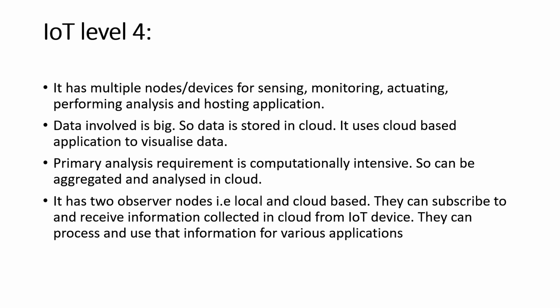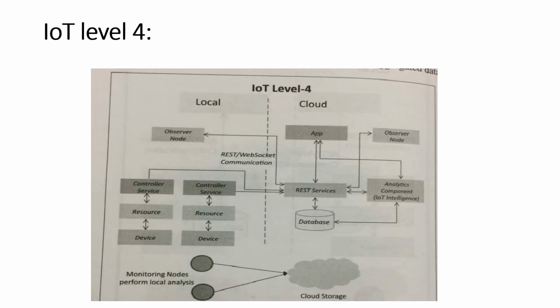IoT level 4. It has multiple nodes or devices for sensing, monitoring, actuating, performing analysis and hosting the application. Data involved is big, so data is stored in the cloud. It uses a cloud-based application to visualize data. The primary analysis requirement is computationally intensive, so it can be aggregated and analyzed in the cloud. It has two observer nodes, that is local and cloud-based. They can subscribe to and receive information collected in the cloud from the IoT device. They can process and use that information for various applications. Here multiple devices are connected.